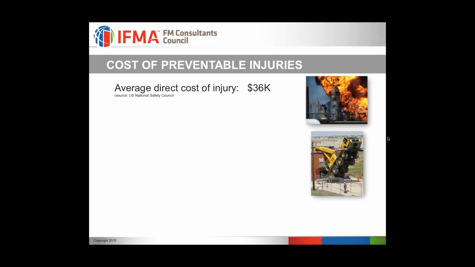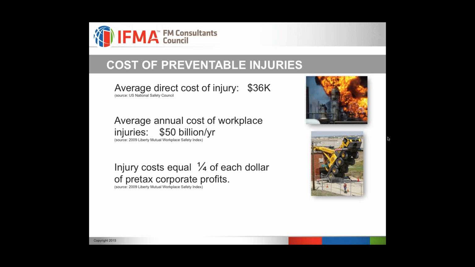On the right you'll see some fairly catastrophic incidents, but they're not always major catastrophes or disasters. Even if it's a smaller incident, the average direct cost of injury is $36,000 according to the U.S. National Safety Council. The average annual cost of workplace injuries, $50 billion a year according to Liberty Mutual Insurance. And injury costs equal 1/4 of each dollar of pre-tax corporate profits. Now this page is about injuries. They're not always injuries.